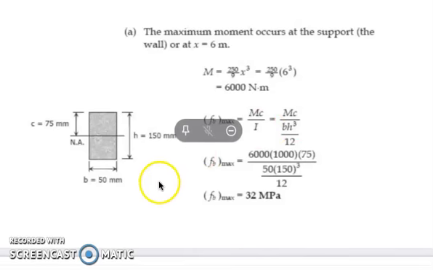Then we're going to compute our maximum flexural stress. We have Mc over I. We simply substitute: M is 6,000 Newton meter, and since we're converting meters to millimeters, times 1,000. Our c is 75 over I, which is 50 times 150 cubed over 12. Therefore, our maximum flexural stress is equal to 32 megapascal.